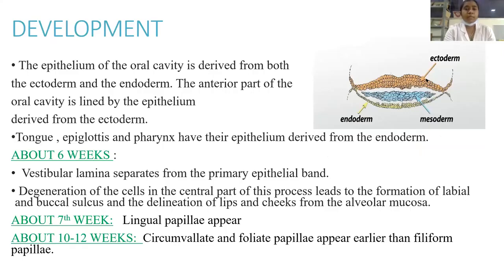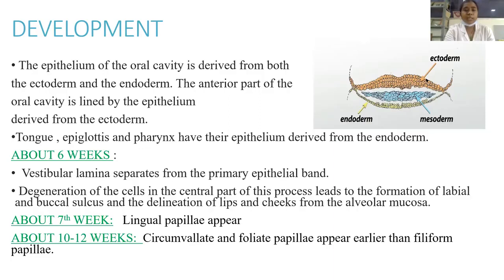Coming to the development part, the epithelium of the oral cavity is derived from both the ectoderm and endoderm, the anterior part of which is lined by the epithelium derived from the ectoderm. Tongue, epiglottis, and pharynx have the epithelium derived from the endoderm. Around 6 weeks, vestibular lamina separates from the primary epithelial band. Degeneration of cells in the central part of this process leads to the formation of the labial and buccal sulcus and the delineation of lips and cheeks from the alveolar mucosa.